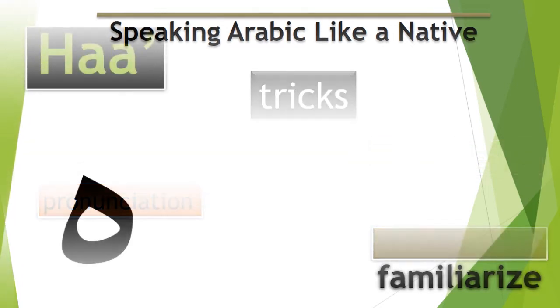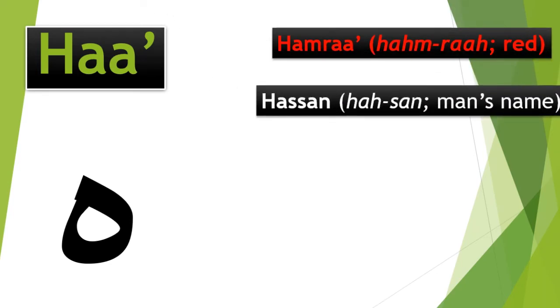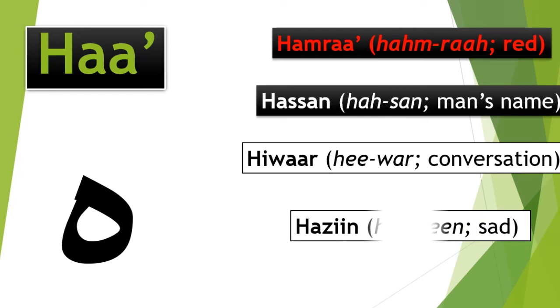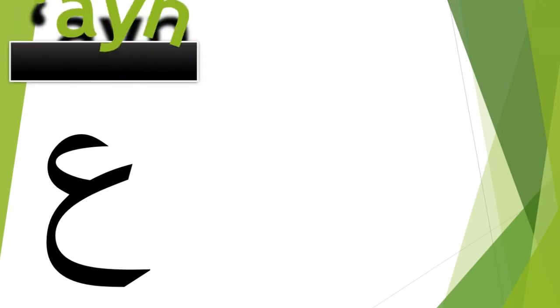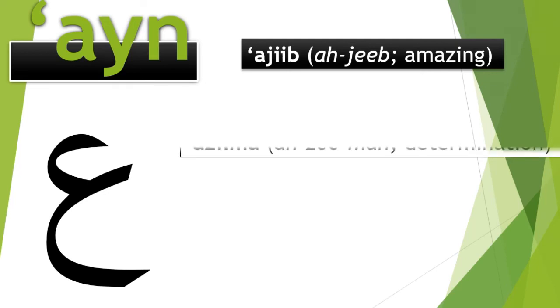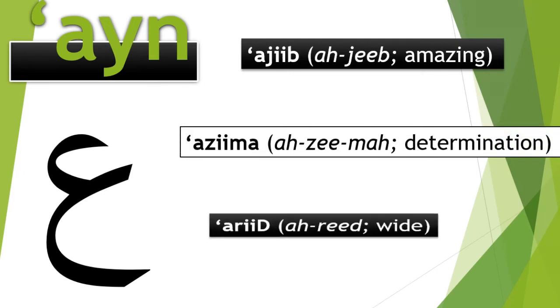هاء: حمراء, red; حسان, man's name; حوار, conversation; حزين, sad. عين: عجيب, amazing; عزيمة, determination; عريض, wide.